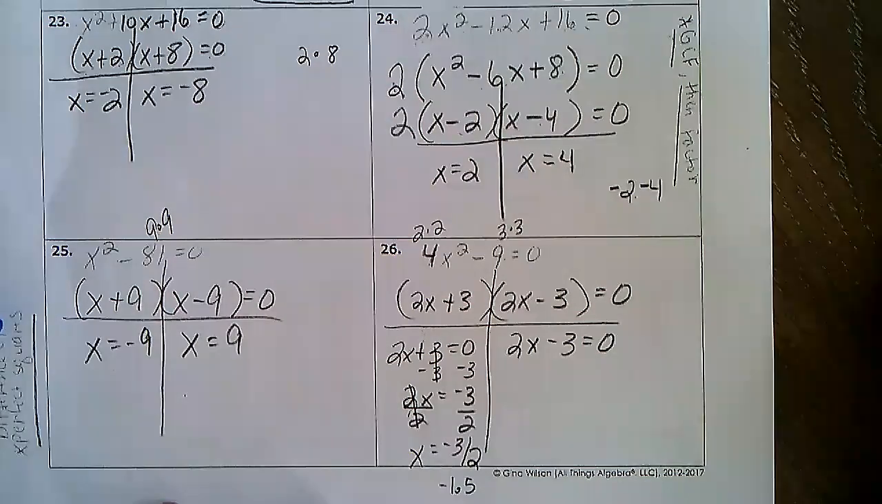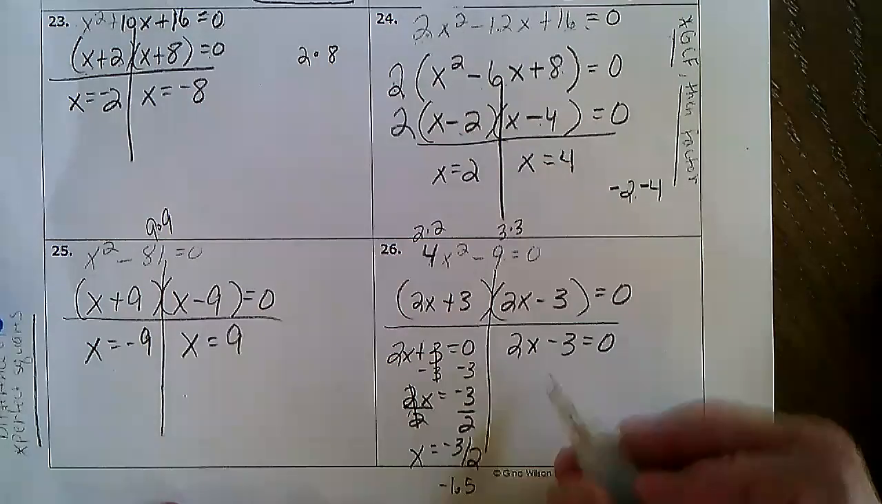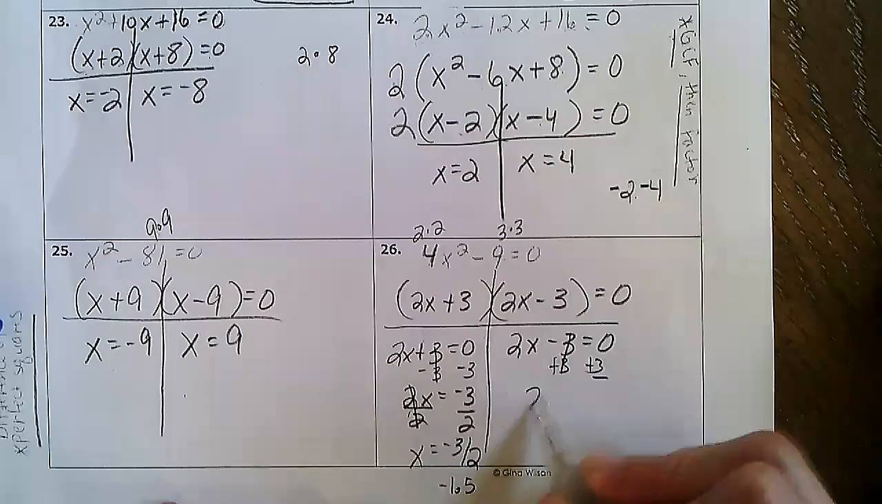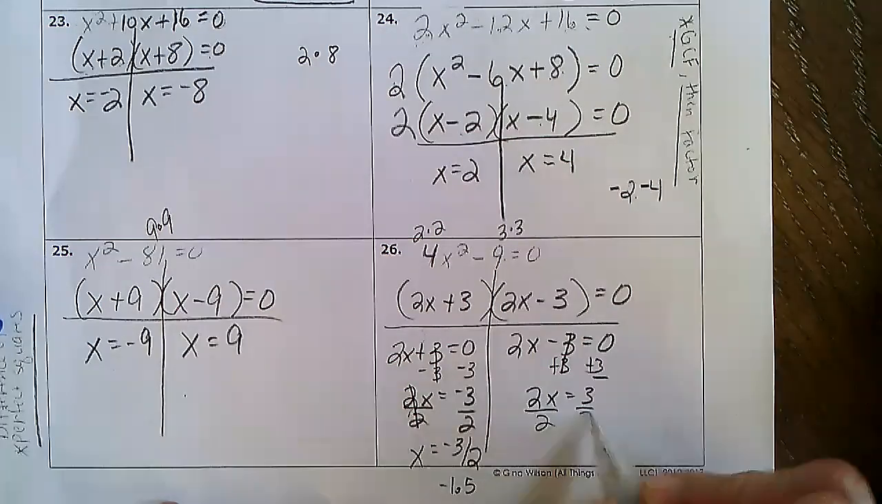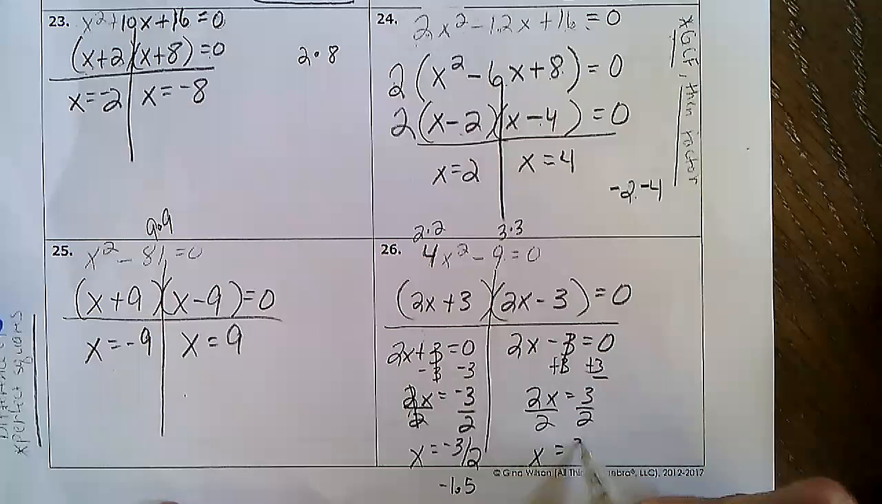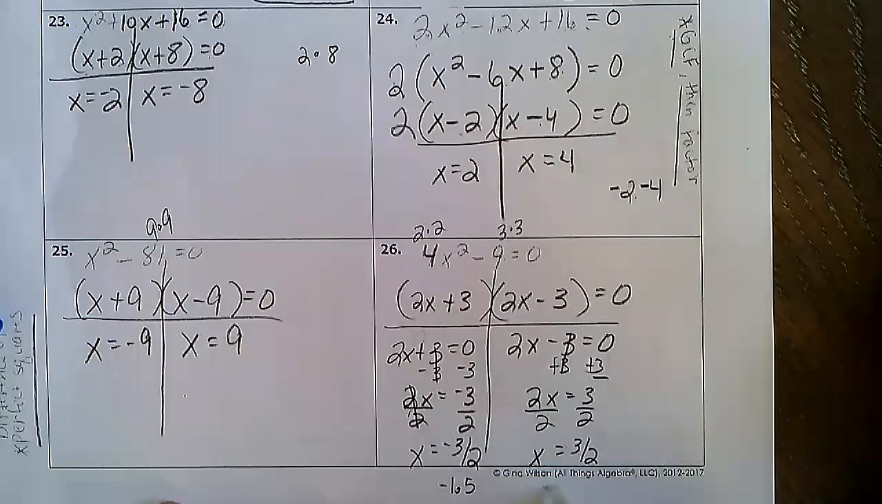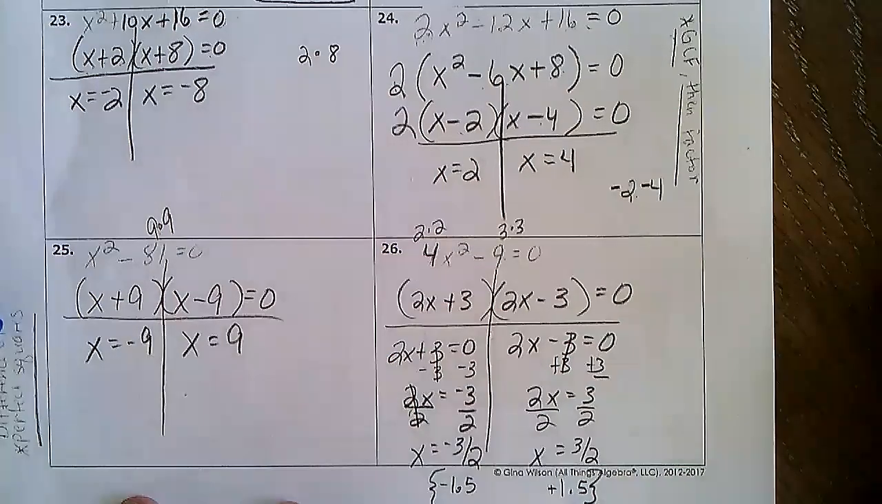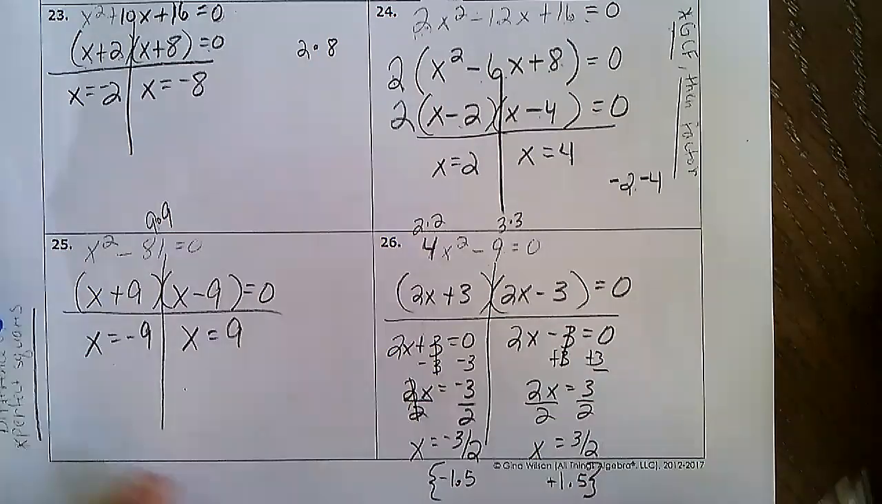And then add 3, and you get 2x equals 3, divide by 2, and you get x equals 3 over 2, positive, or positive 1.5. So that's your two zeros, -1.5 and positive 1.5, or -3/2 and positive 3/2.